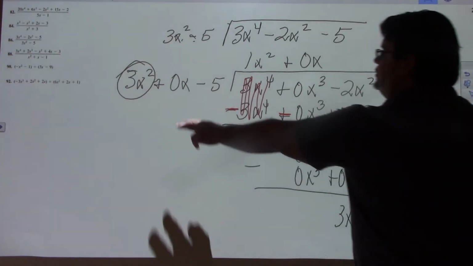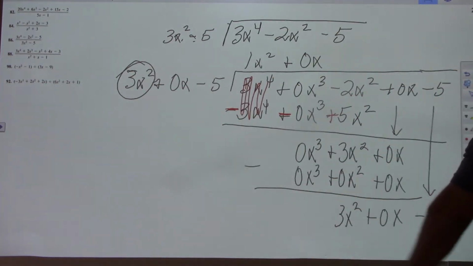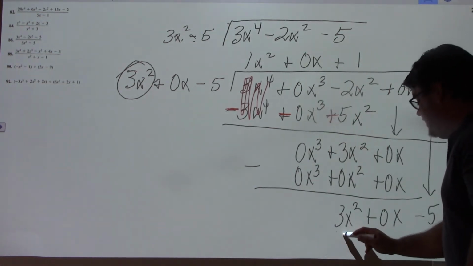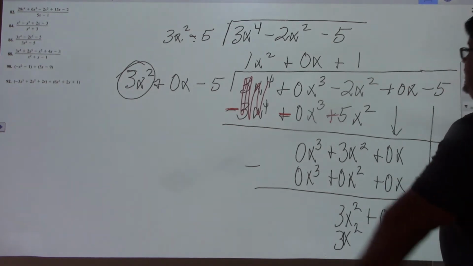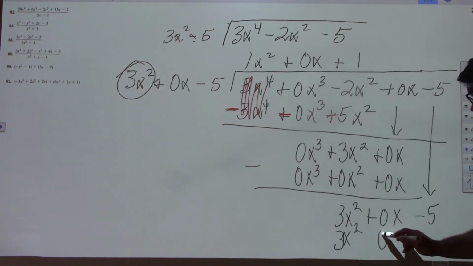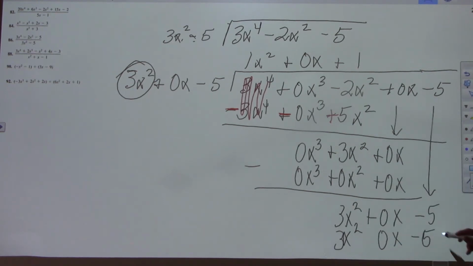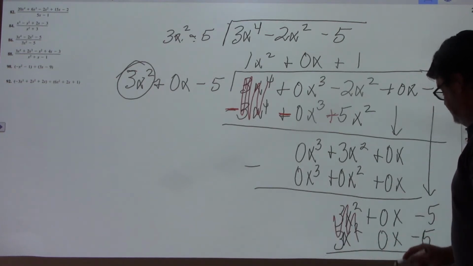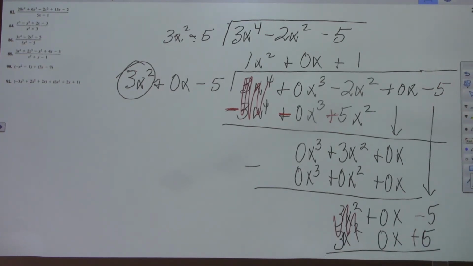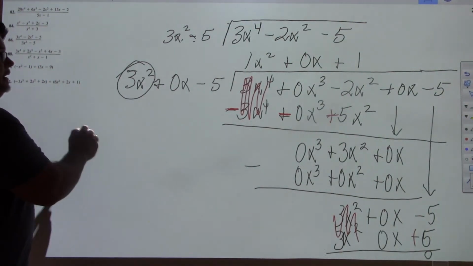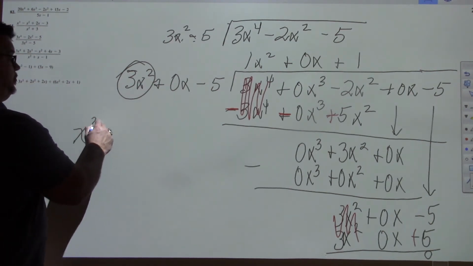And how many times will 3x squared go into 3x squared? 1 times 3x squared is 3x squared. 1 times 0x is 0x. And 1 times -5 is -5. You always subtract. That goes out. That turns into a positive. And we have a remainder of 0. So the answer to this problem is x squared plus 1.